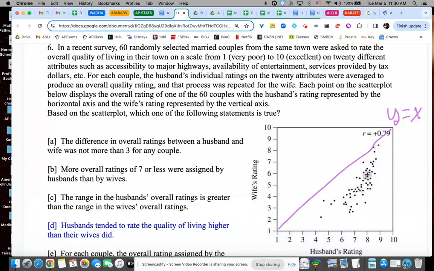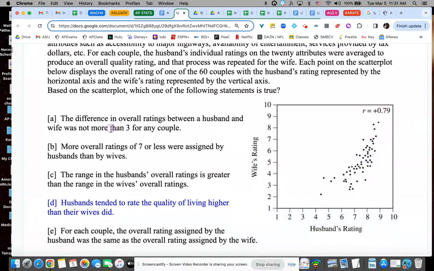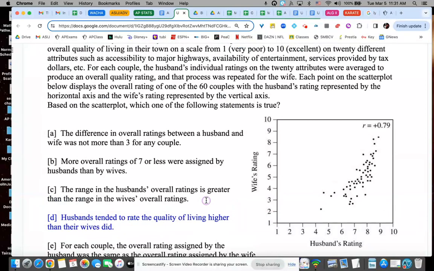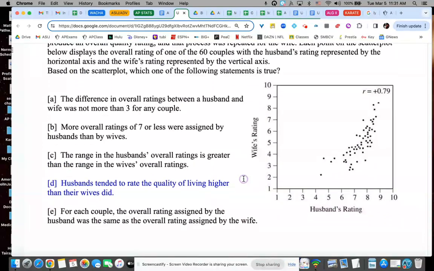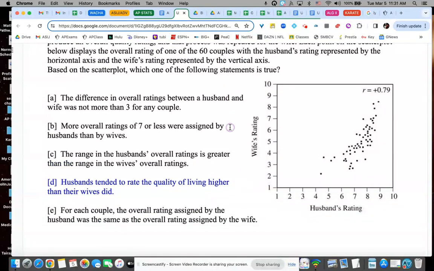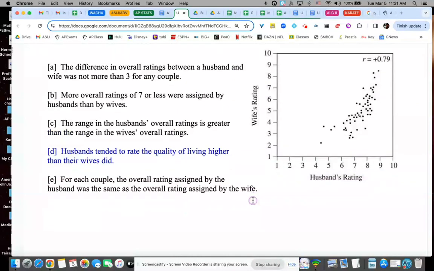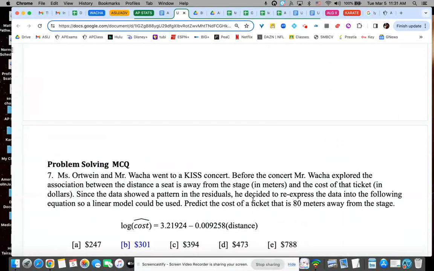So in this case, points below the line, which most of them are, it's saying the husband's rating is higher than the wife's rating, which means the husbands like their wives more than the wives like their husbands, or something like that, right? So that's what you're looking for here in the multiple choice, which is D. Husbands tended to rate the quality of living higher than their wives did. Oh, this is quality of living, right? Okay. Right. So there's a whole bunch of other things in here that just don't match that. So D is the answer.